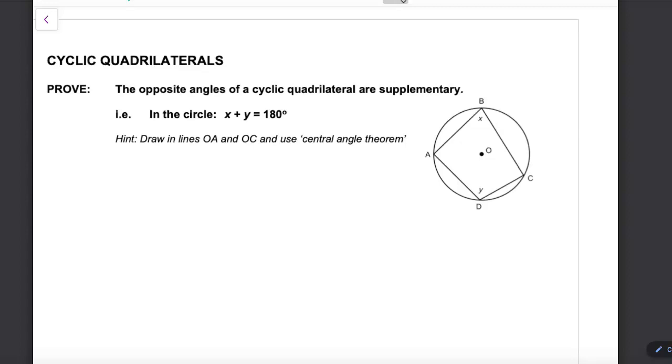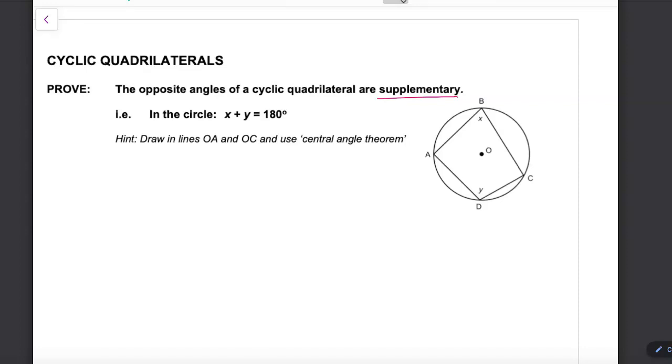In this video, we're going to have a look at the circle theorems that involve cyclic quadrilaterals. A cyclic quadrilateral is a quadrilateral that has its 4 vertices on the circumference of a circle. We're going to prove the opposite angles of a cyclic quadrilateral are supplementary, remembering that supplementary means they add to 180 degrees. So in our diagram, we're trying to prove that angle X plus angle Y is going to equal 180.